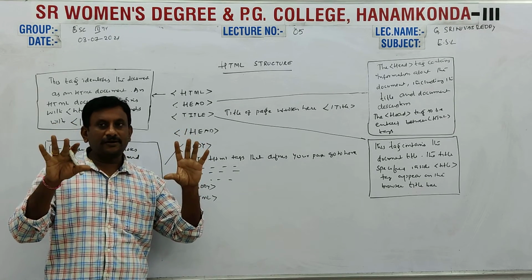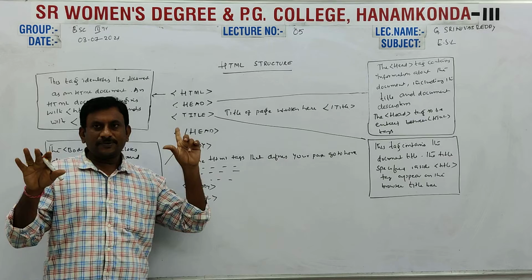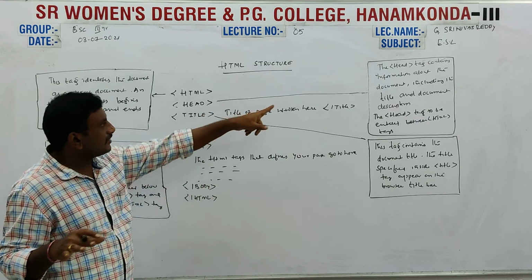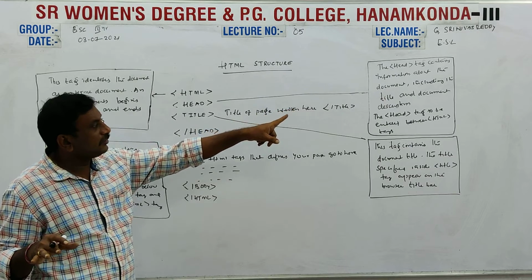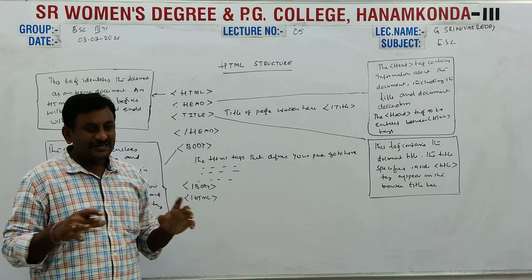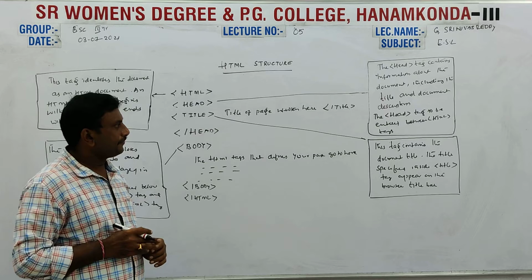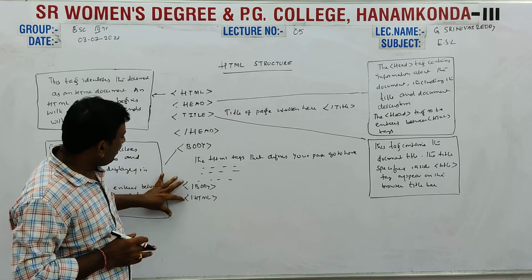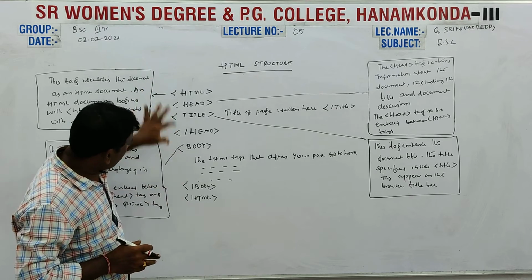For example, computer finance means computer heading. Head is the information about the document, including the title and document description. The head tag will be entered in between the HTML tags.